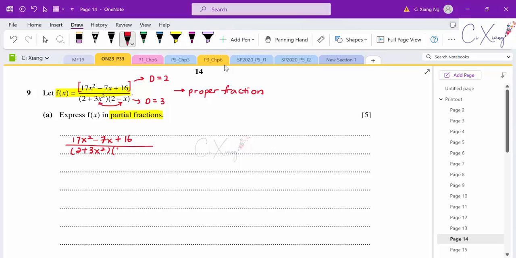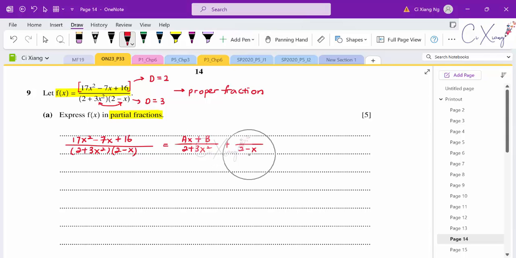Okay, so if you have a look for the bracket at the bottom, we are having two brackets mainly. The first one will be 2 plus 3x squared, and another one is 2 minus x. For the first fraction, 2 plus 3x squared, it is a quadratic factor. For a quadratic factor, the numerator will be in the standard form of ax plus b. It must be 1 degree lower than the denominator. Our denominator is having a square, so the numerator on top should be 1 degree lower, which is ax power 1, then plus b, the constant term.